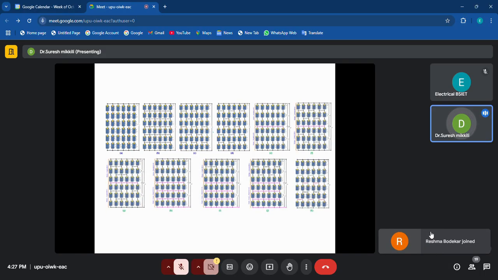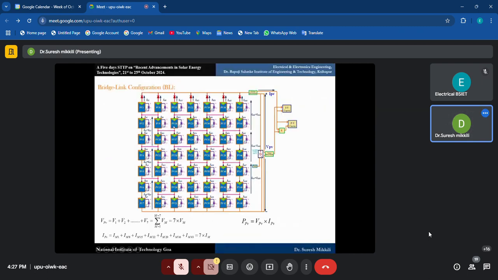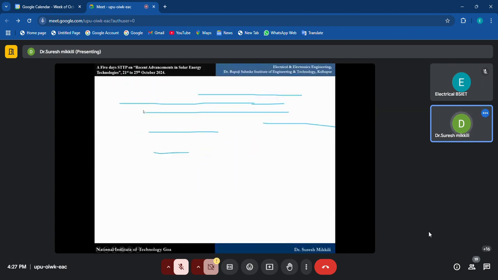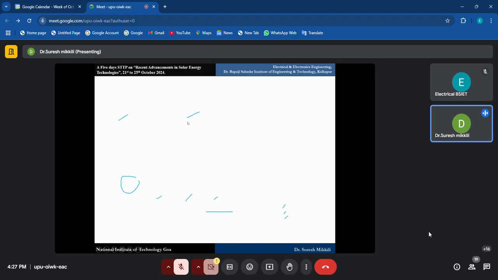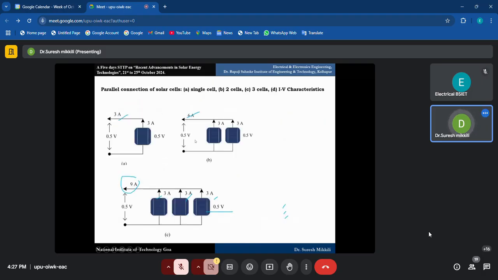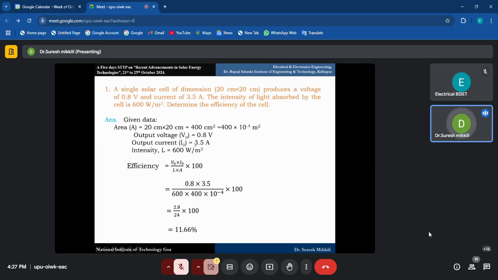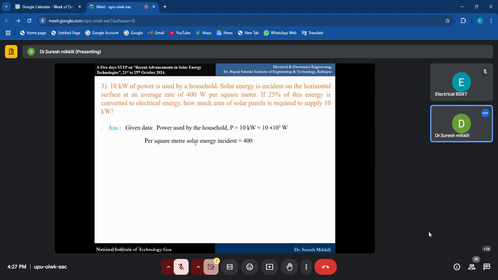Even we can go ahead with hybrid configurations. I will take these hybrid configurations later, but first let me explain some numericals. Any queries in this? Then I will go ahead with half an hour of numericals. Then it will be easy for you. Otherwise it will be difficult. So can we solve a few numericals?